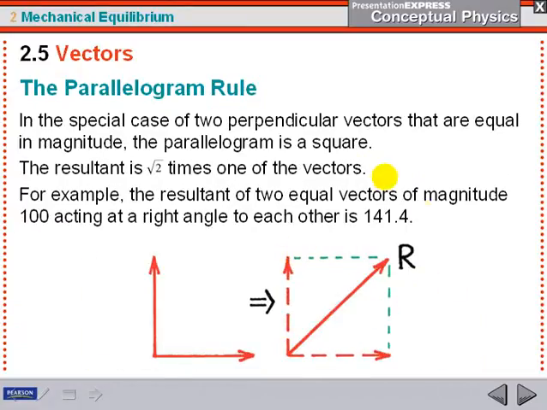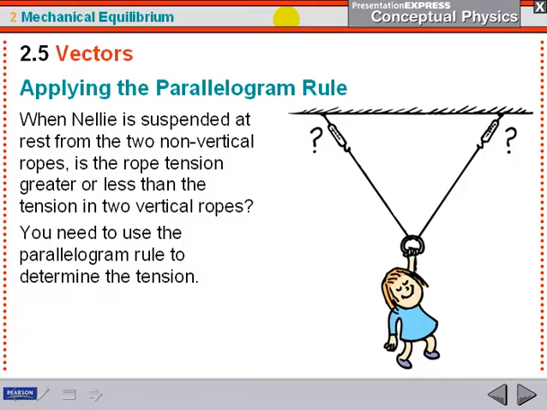Well, let's say we have two vectors that are now equal in magnitude. You still do the parallelogram, but in this case it's going to be a square, and in that case the resultant is going to be the square root of 2 times either one of the vectors. Remember, these two vectors here are equal, so it doesn't matter which one you multiply times the square root of 2, you're going to get the same result. In this case, if R is 100 newtons, for instance, then in this example we have 141.4 as the resultant.